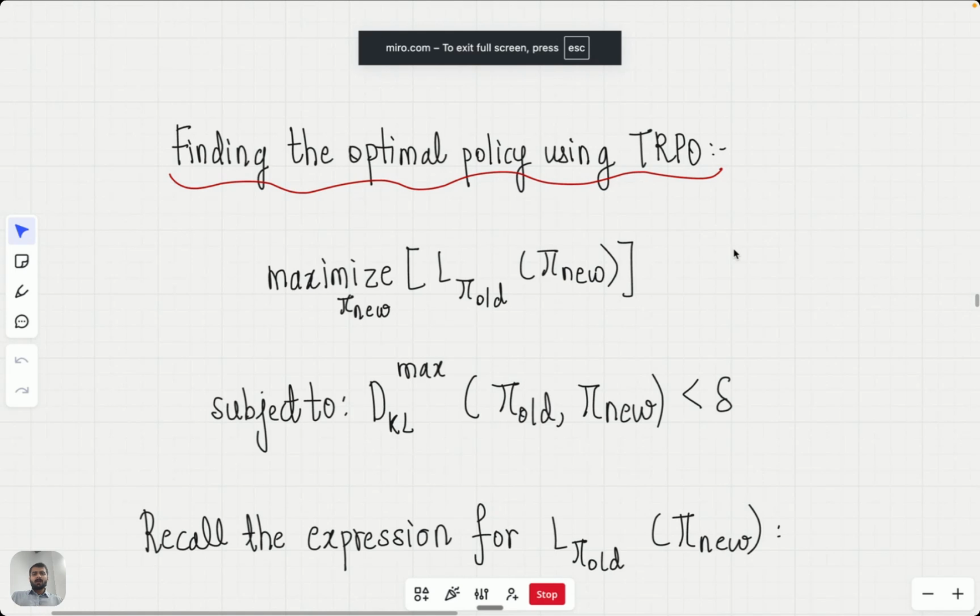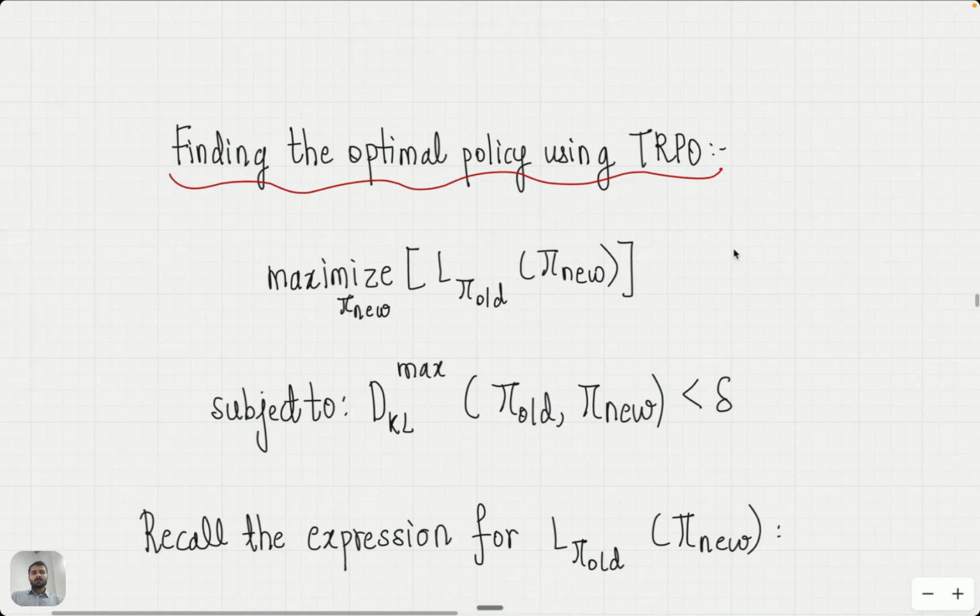Hello, everyone, and welcome to the next lecture in our course Reasoning LLMs from Scratch. In the last lecture, we looked at an algorithm called Trust Region Policy Optimization.